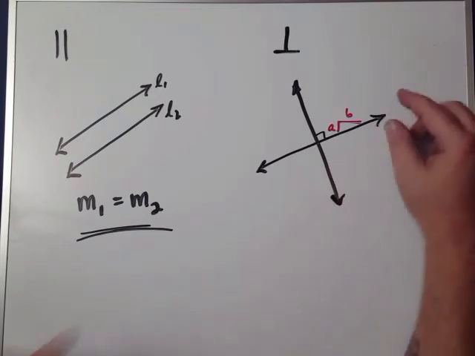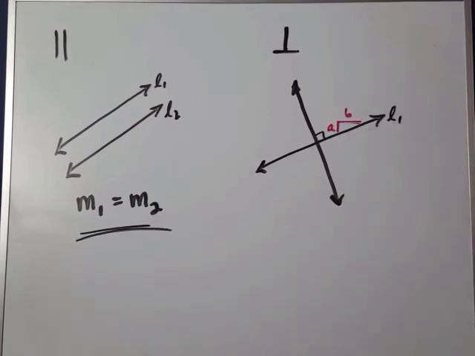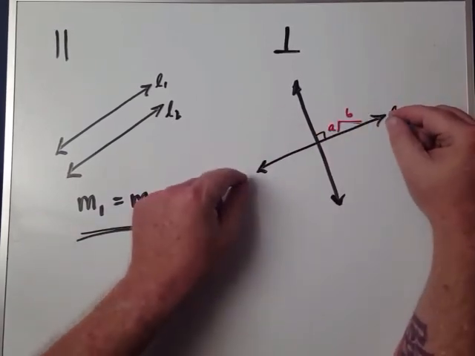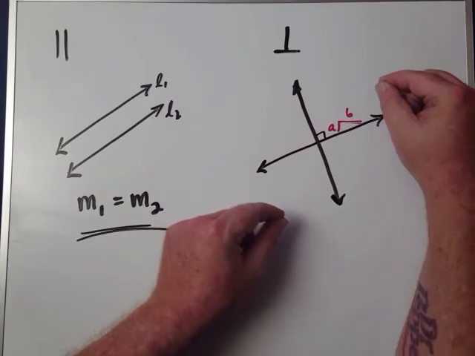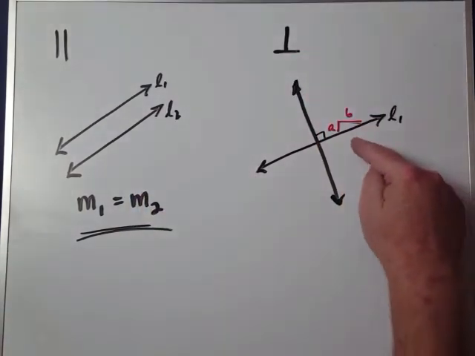Now, in your mind, pick up this line. I'm going to call this line 1 in this figure. Pick up line 1 and rotate it in your head until it becomes line 2. And take the little triangle with you.